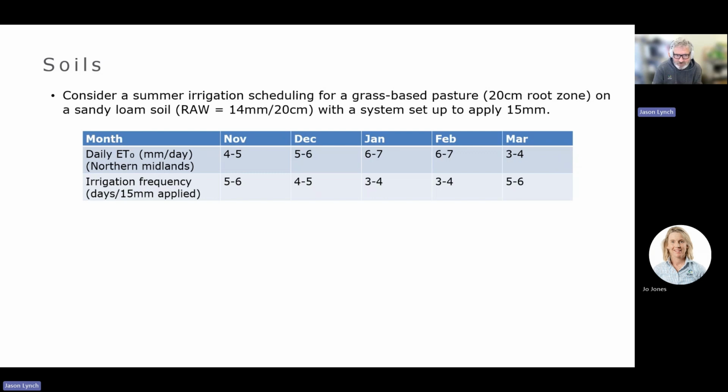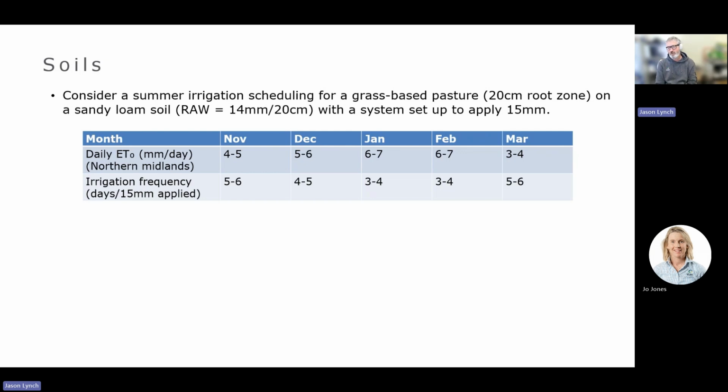Underneath, if we look at the irrigation frequency, this is the number of days between applying the 15 millimetres. Back in late spring, in November, about every 5 to 6 days. If we apply 15 millimetres, the plants will happily be growing and we're not going to come unstuck in terms of creating moisture stress. As we get further into summer, in January and February, on a sandy loam soil with a system set up to apply 15 millimetres per application, we need to do that every 3 to 4 days. In practice, it often is about 3 days.